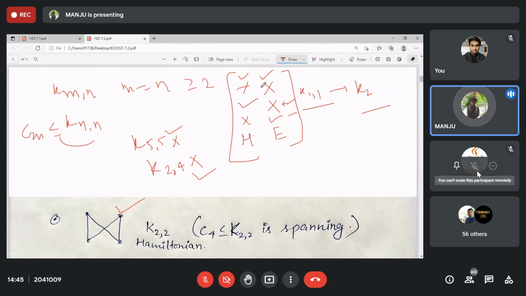What about neither Eulerian nor Hamiltonian? You don't want equality and you don't want even. So you can have one even, one odd, or both odd, like K3,4 or K3,5. This is also not Hamiltonian and not Eulerian. Clear?